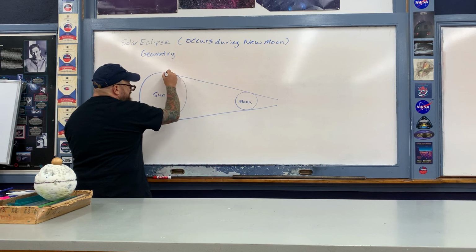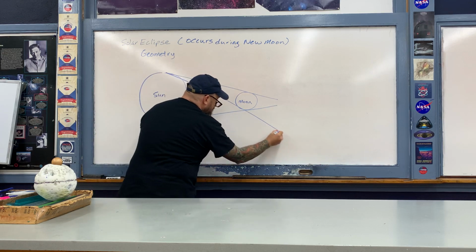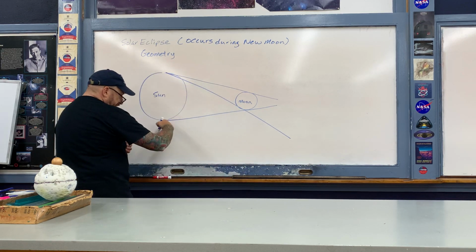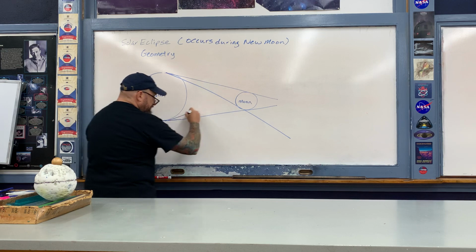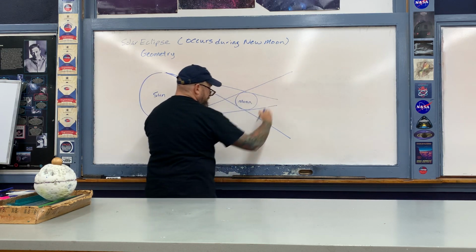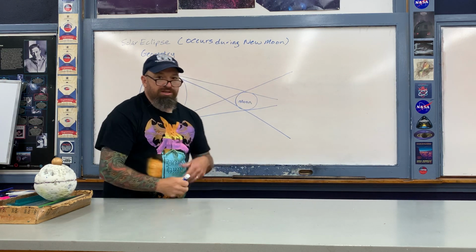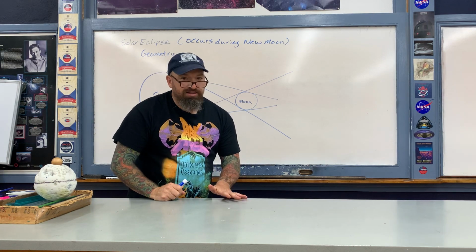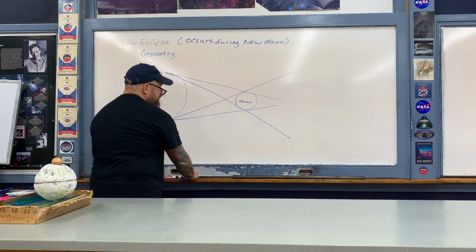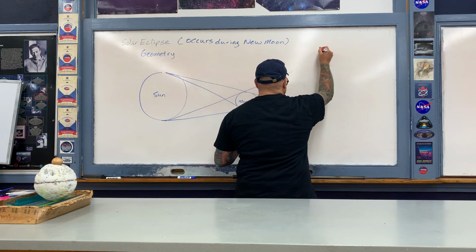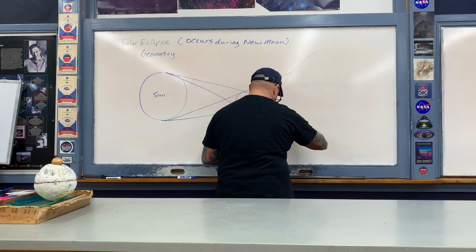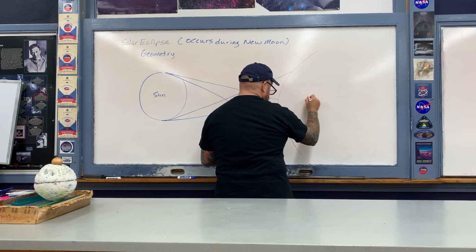Sunlight from the top of the sun passing by the bottom of the moon like so. And then sunlight from the bottom of the sun passing by the top of the moon like so. And then where is the Earth in all of this? Once again, this is definitely not to scale. Here's the surface of the Earth, like so.